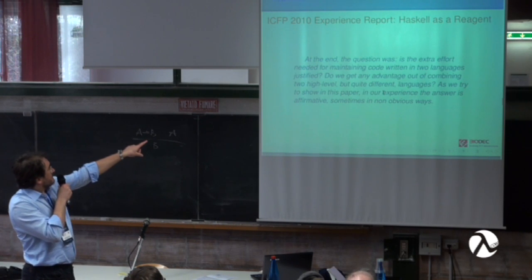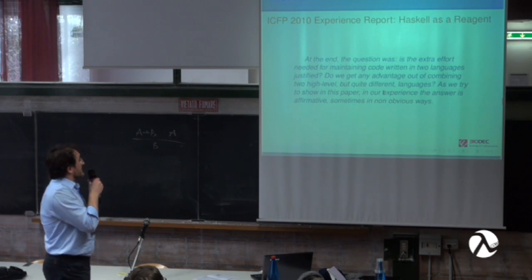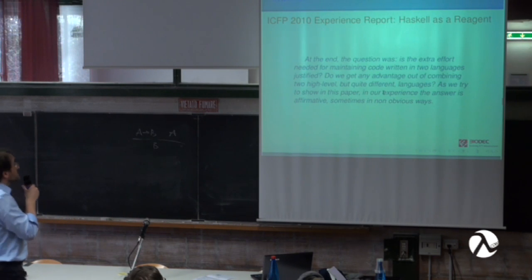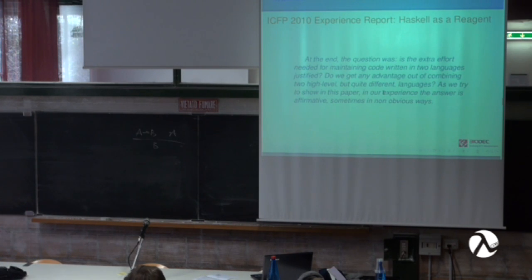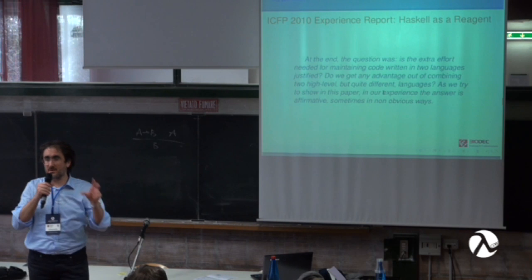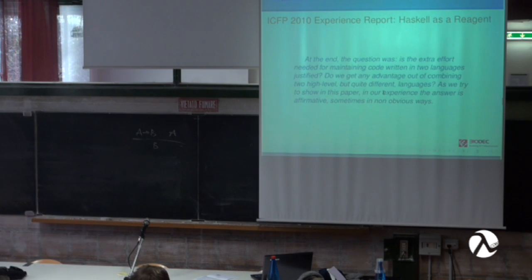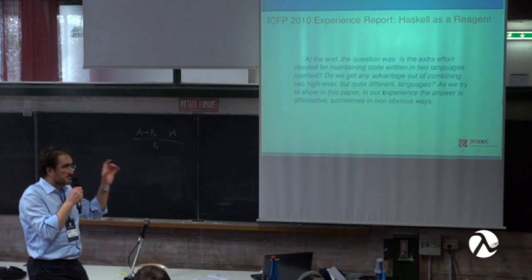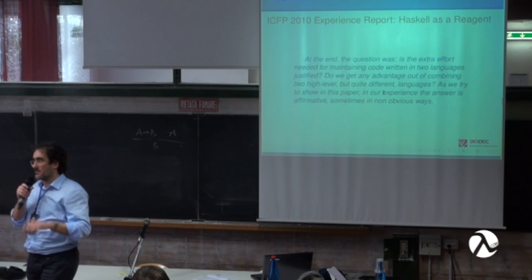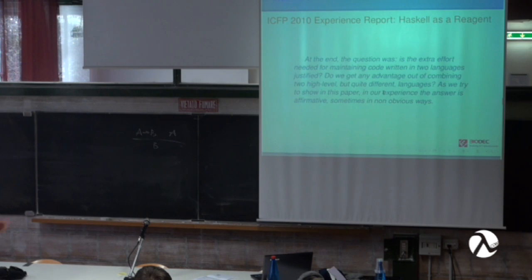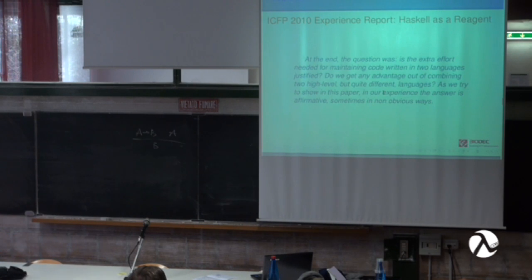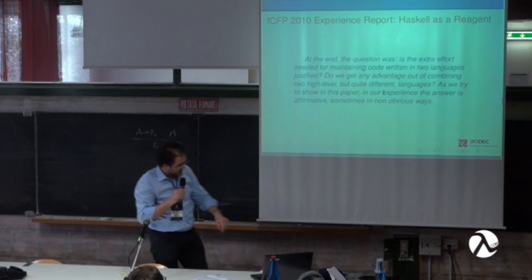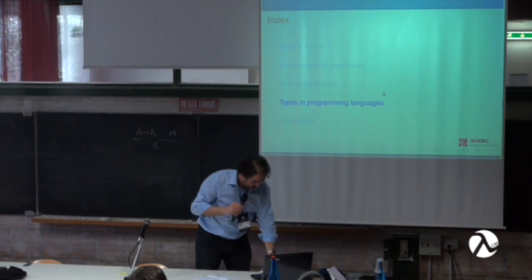And I find this statement really, really interesting. Do we get an advantage from combining two high-level but quite different languages? Yes, sometimes in not obvious ways, but it helps. They discovered really hard bugs or potential misfeatures of the system because of the help of the typing system of Haskell, which code written in Python could not leverage. It's a very interesting paper.